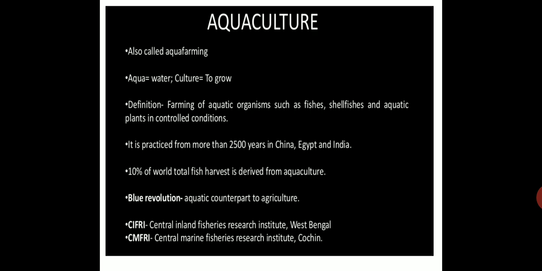You may have heard about the Blue Revolution. It is the time of intense growth of the aquaculture industry from the 1960s to the present day. And India is one of the fast growers in aquaculture farming. It is growing very fast, increasing by 9% a year. There are two important research institutes in India: the Central Inland Fishery Research Institute located in West Bengal, and the Central Marine Fisheries Research Institute which is located in Cochin.